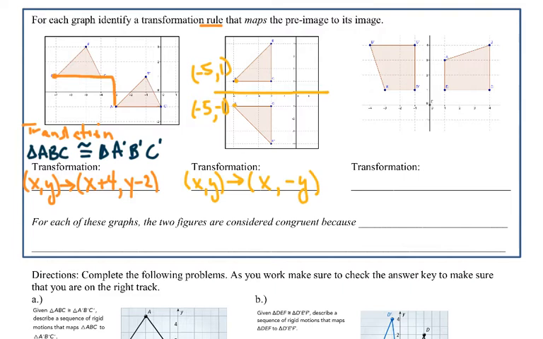And we can also see here that triangle ABC is the same size and shape as triangle A prime, B prime, C prime. So I'm just going to write that triangle ABC is congruent to triangle A prime, B prime, C prime.